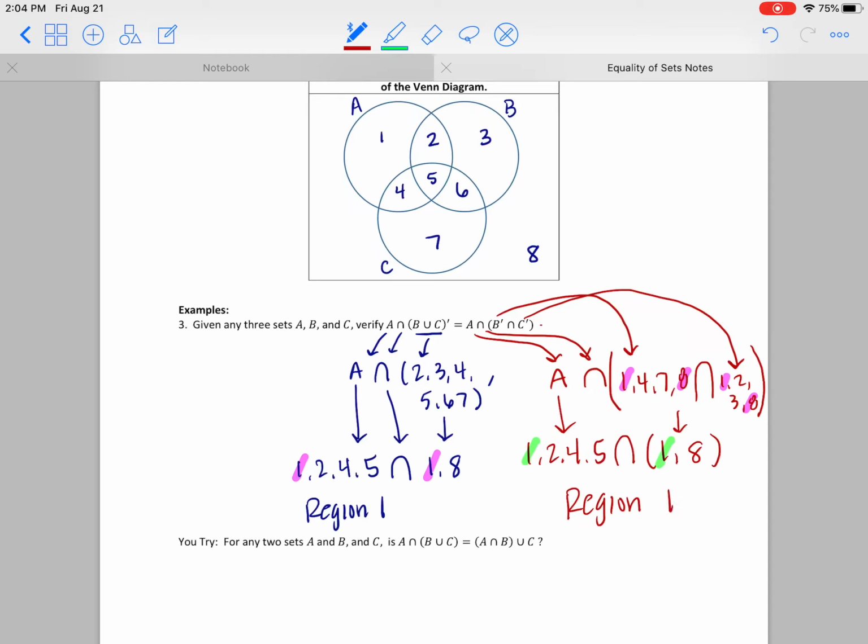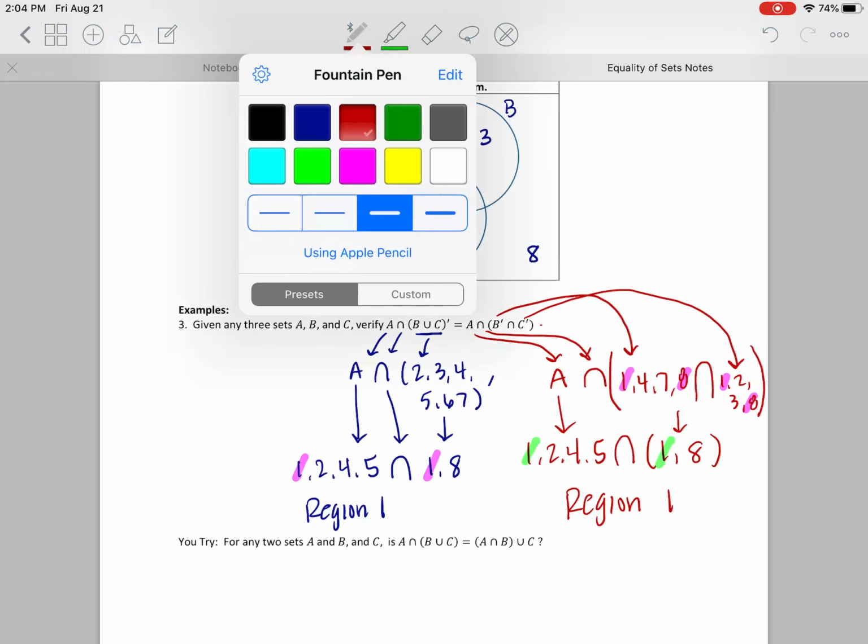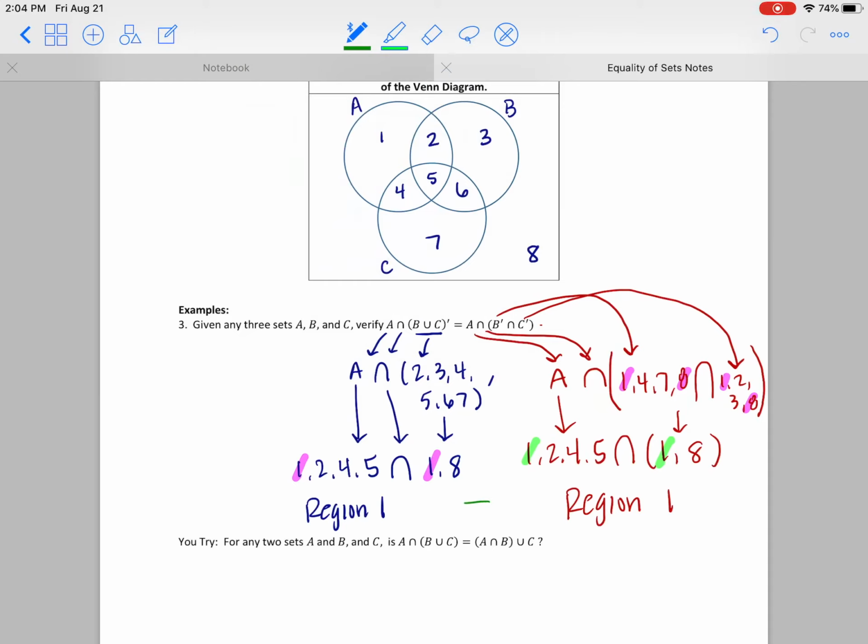So those operations, which look different from the operations in the first group, lead to region 1. No matter what the sets were, no matter what elements they were, those operations would take us to the same place, which means these sets of operations are equal. Okay? I know, really complicated.